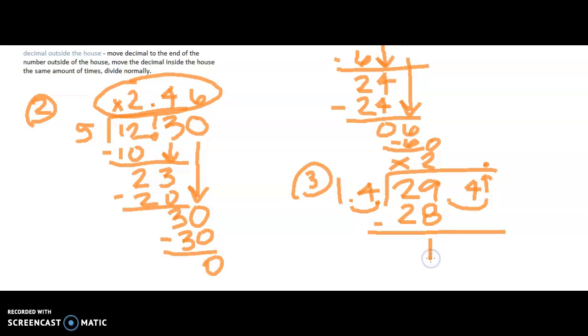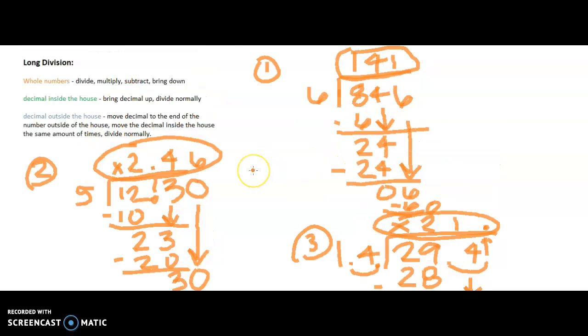I'm going to get 1 left over. I'm going to bring my 4 down. And 14 into 14 goes 1 time. And then 14 minus 14 gives me 0. So because there's nothing left up here and it equaled 0 at the bottom, I know I'm done, and 21 should be our answer. So those are some quick reviews.